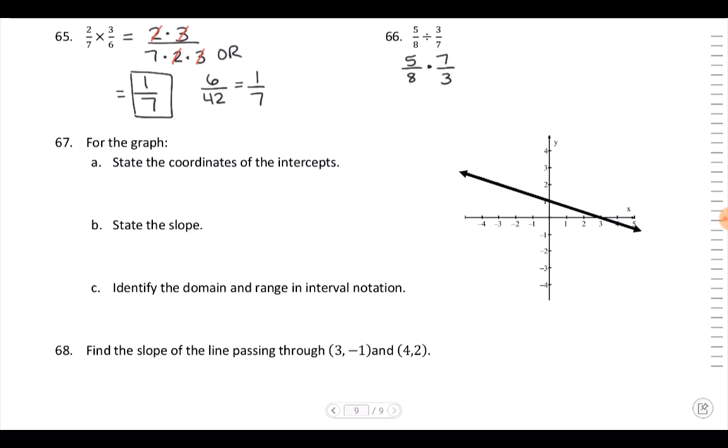It looks like actually there's nothing that can be simplified. So 5 times 7 is 35. 8 times 3 is 24. And this has nothing in common. So we just leave it as 35 over 24.